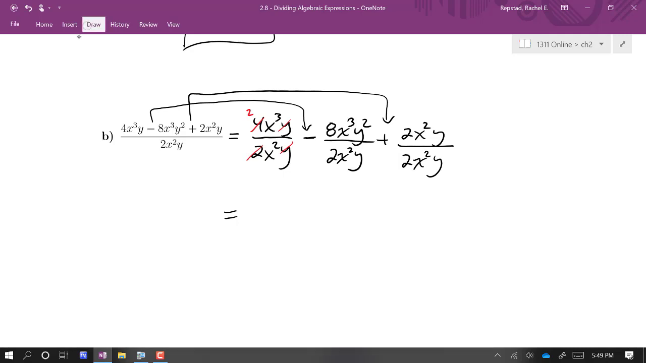So we got 2x for the first term, minus 2 goes into 8 4 times, x cubed over x squared is x to the first, y squared over y is y to the first. And then in the last one, everything cancels, so we just have plus 1.